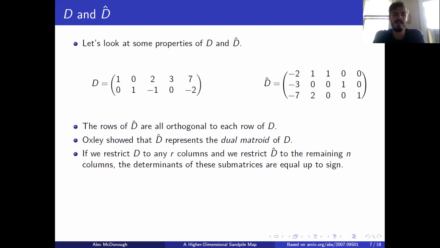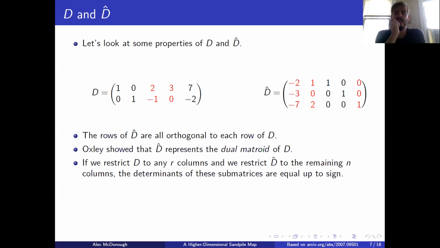Next up, if we restrict D to some set of R columns, and then we restrict D hat to the remaining columns, the determinants of each submatrix are equal up to sign. So, for example, we could take the third and fourth column of D, then the first, second, and fifth column of D hat, and these determinants are going to be equal up to sign. And I encourage you to prove this because it's a nice little proof that is pretty direct, but it's kind of neat how it works out.